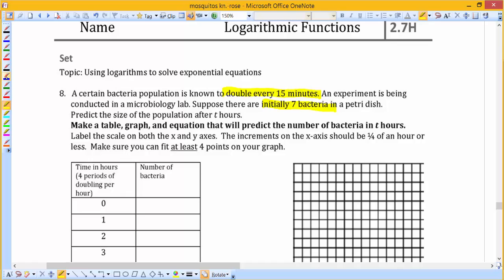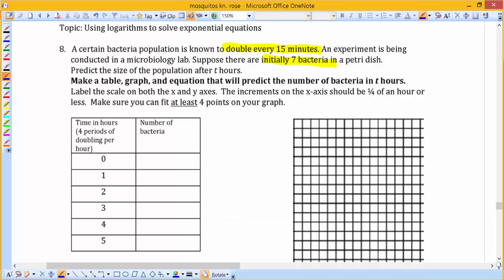So that's enough to actually make my table. So that's what I'm going to start with, is my table. So at time 0, there are 7 bacteria. But then it wants hour 1. Hour 1 is not 14. Hour 1 has been doubled 4 times. It has been doubled 4 times. So doubling, so 4 times it has been doubled. So that is actually 4 to the second.